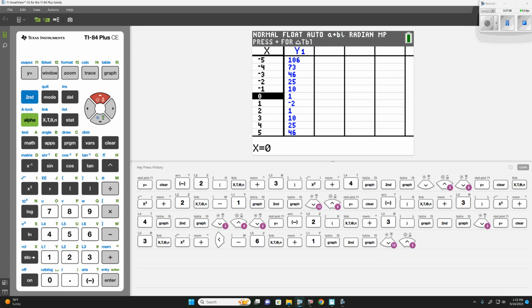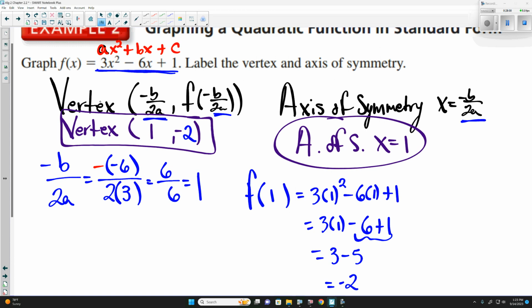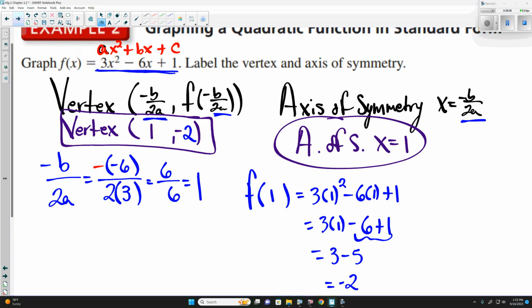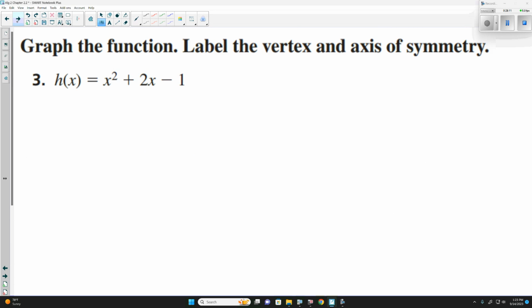Now, it will come into play in other parts when we start solving quadratics. We'll need that value to plug in, but at this point, we don't need it for that. Questions on vertex or axis of symmetry? Let's look at the next one.